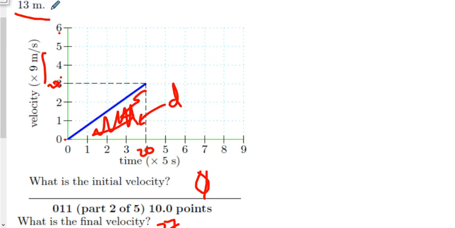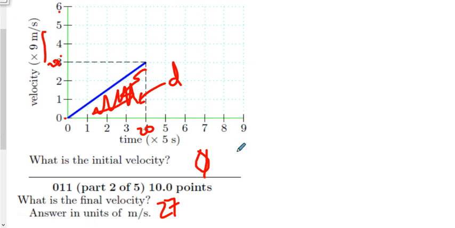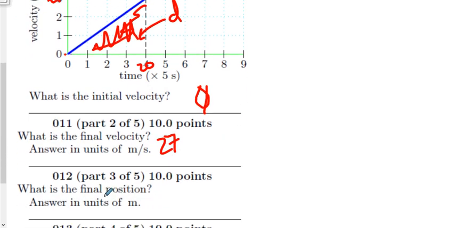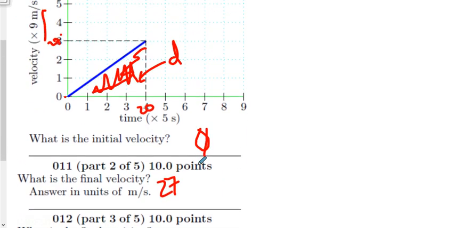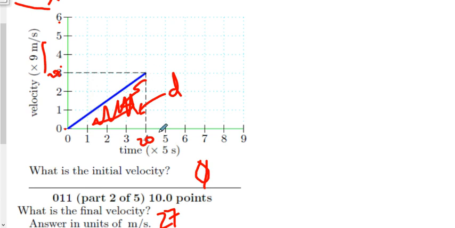It'll give some kind of initial position as a starting point. Okay, my initial position is 13. So down below, if the area underneath here is my displacement, I'm going to have to add to it my initial position to get my final position, which is what it's looking for. It's not just asking for displacement, it's asking for final position. How do I get area underneath this? Well, it's area of a triangle. 1/2 base times height, right?